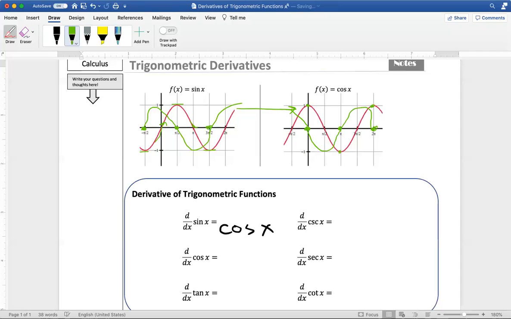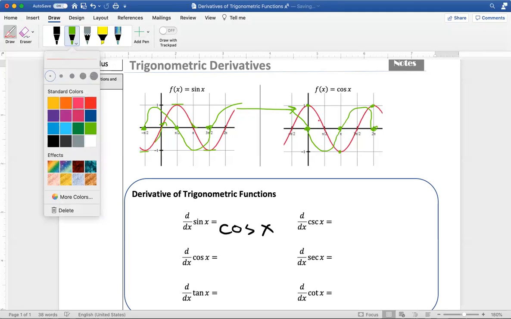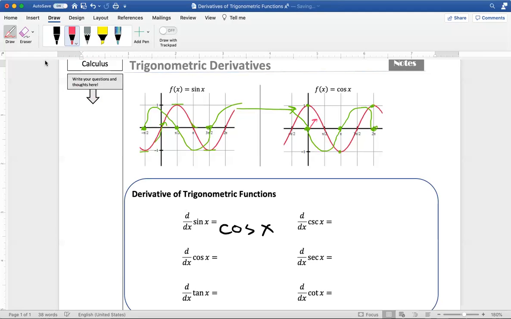So this almost looks like the sine graph because it starts at 0. Remember, the sine graph starts at the origin, 0, 0. But instead of going up like the sine graph, this one goes down. So this is the sine graph reflected. The derivative of cosine is going to be negative sine of x.